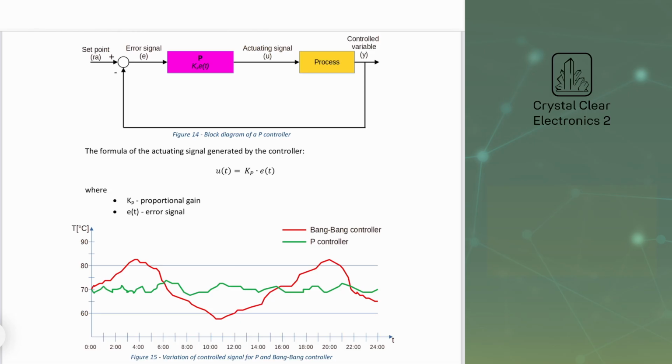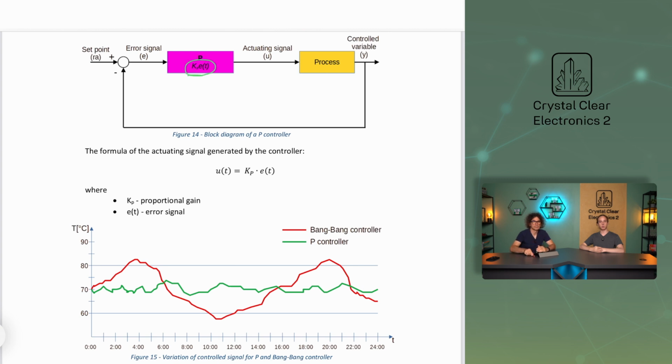Now let's take a look at the block diagram of the PID regulator. The formula of the actuating signal generated by the controller as a function of time, where Kp is the gain of the proportional term and e is the error signal. The next figure shows that with the PID controller, the controlled characteristic moves within a much smaller range, bringing us closer to the desired value of 70 degrees Celsius.